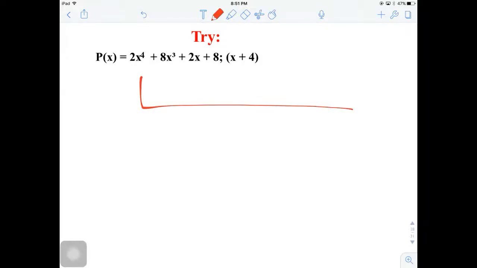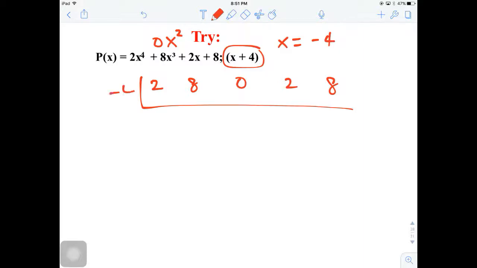We're going to write the coefficients. Notice that we are missing an x squared term between all of them. So therefore, we're going to add a 0. So we have 2, 8, then 0, 2, and 8. And then the factor that we're going to test is x plus 4, which means we're going to have x equals negative 4 in the front.